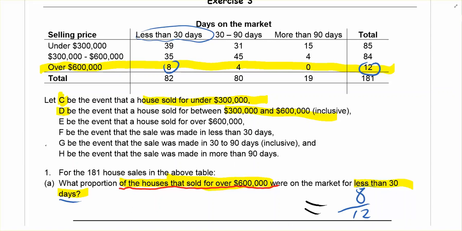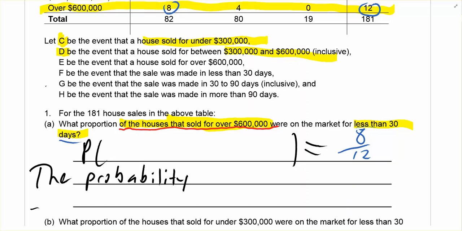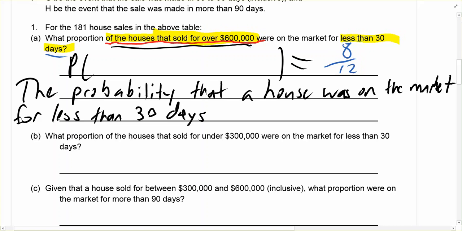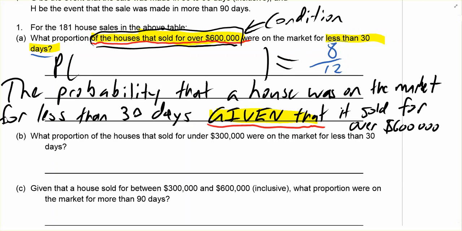Well, 8. So now we need to look at the notation for a conditional probability. First thing we do is write P for probability. And we want to write a statement that says the probability that a house was on the market for less than 30 days, given that the condition, what's the condition? Well, the condition is it's only out of houses that sold for over $600,000. So we say given that it sold for over 600 grand.